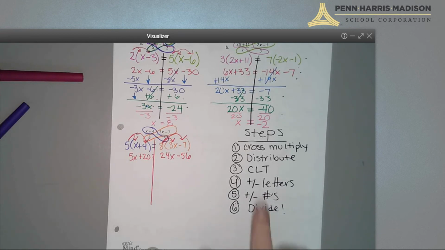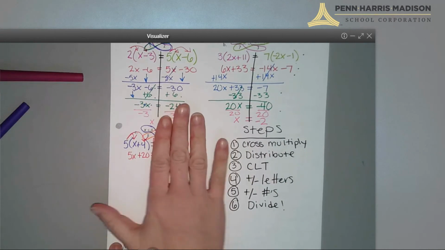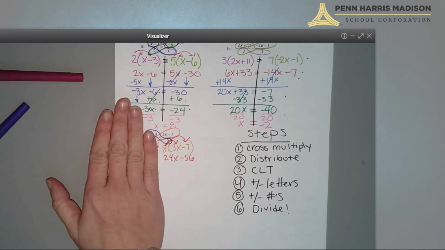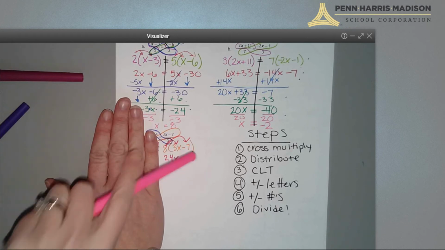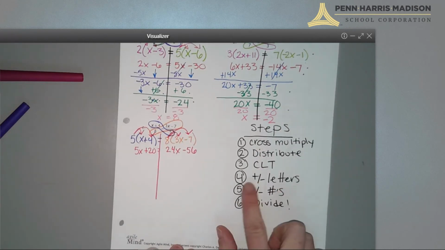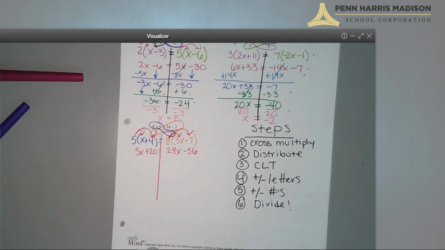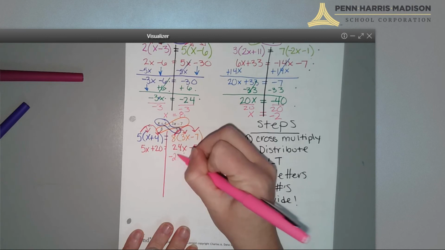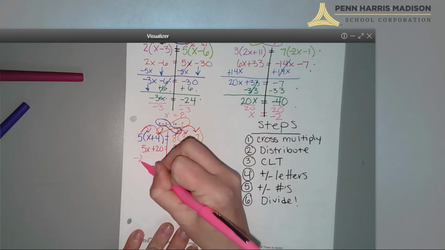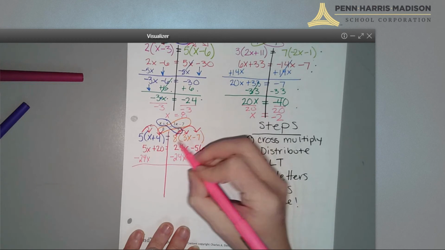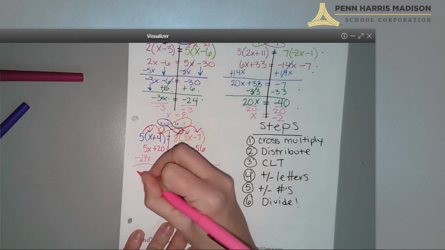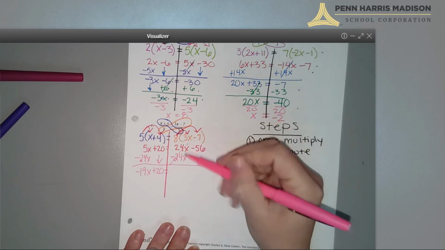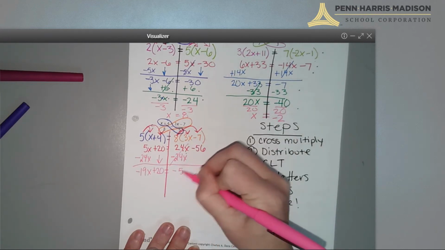Okay. Next step is to combine like terms. Well, when I look at this side, there's no combining like terms to do. I don't have to worry about it. When I look at this side, no combining like terms. I got an x and a number. So I'm going to go down to number 4. Plus or minus my letters, meaning get your letters to the left. So I'm going to get rid of this 24x by subtracting 24x. Minus 24x. That leaves me with negative 19x. Bring down my plus 20 equals, over here on this side, I just have negative 56.